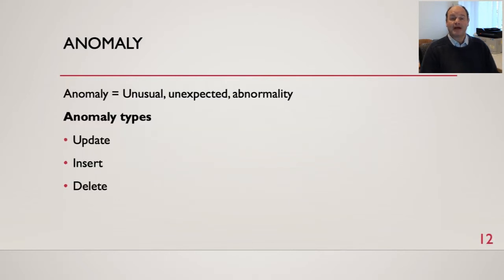In the previous slide, we touched on the term data anomalies. An anomaly is something unusual, unexpected, an abnormality. Anomalies can occur in poorly planned, unnormalized databases where all the data is stored in one table like a flat file database. There are three types of data anomalies: update, insert, and delete.